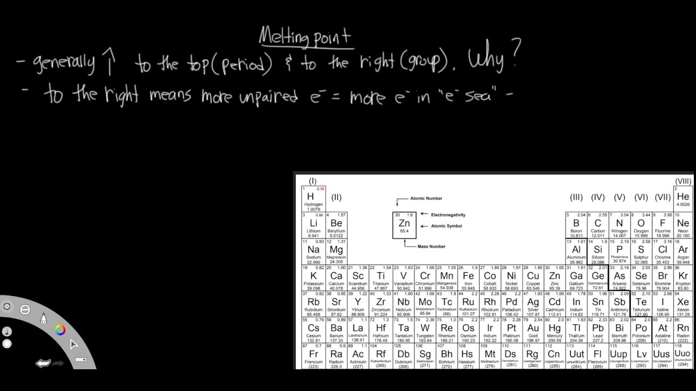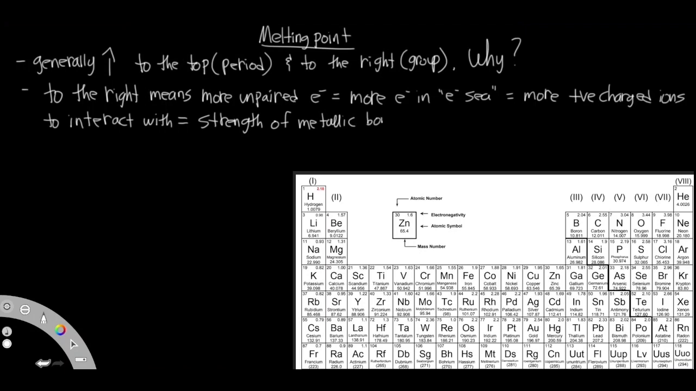Electron sea. This thereby means it equals more positively charged ions to interact with. And if there's more positively charged ions to interact with, this will therefore increase the strength of metallic bonding. And therefore, lastly, it increases this interaction. So maybe here I'll write increase of interaction, more interaction. And thereby this equals higher melting point. Or maybe I'll put here an increase in melting point.